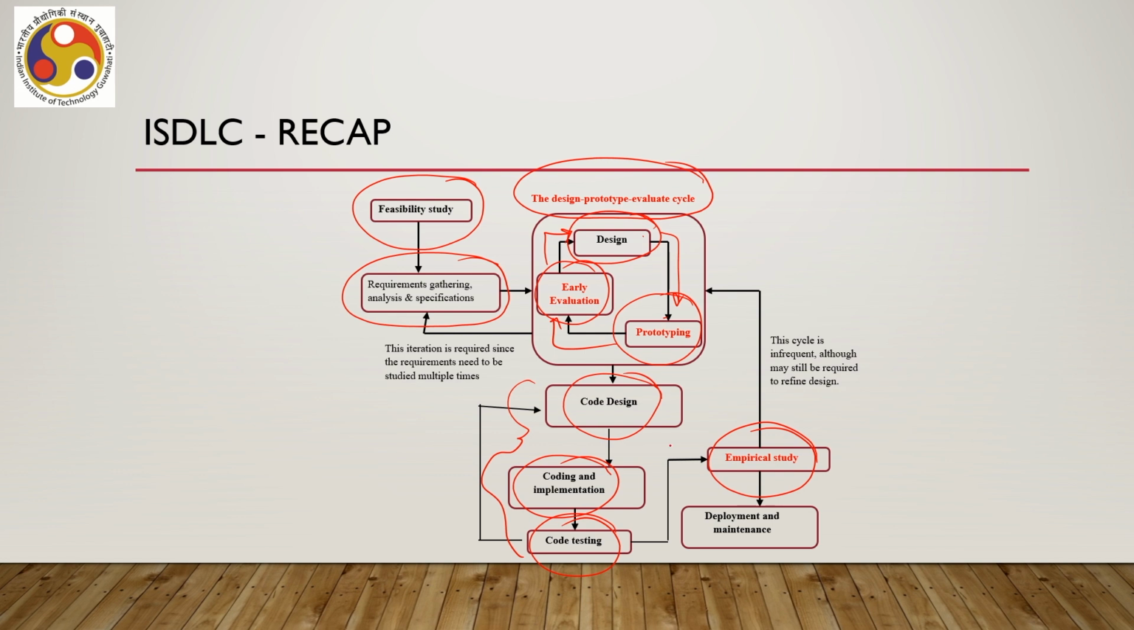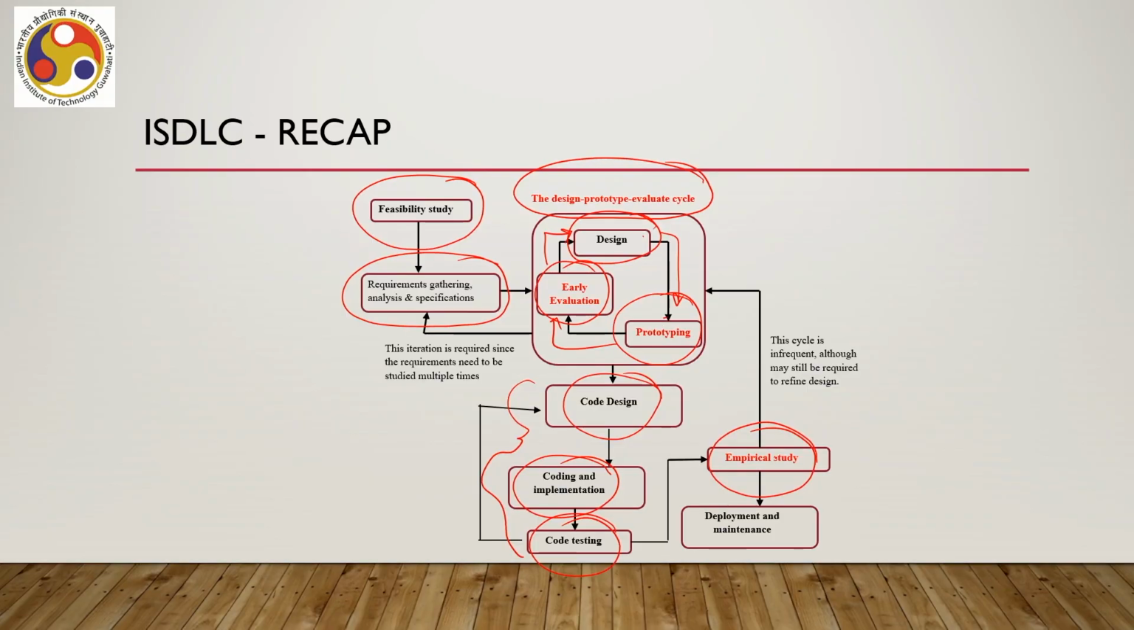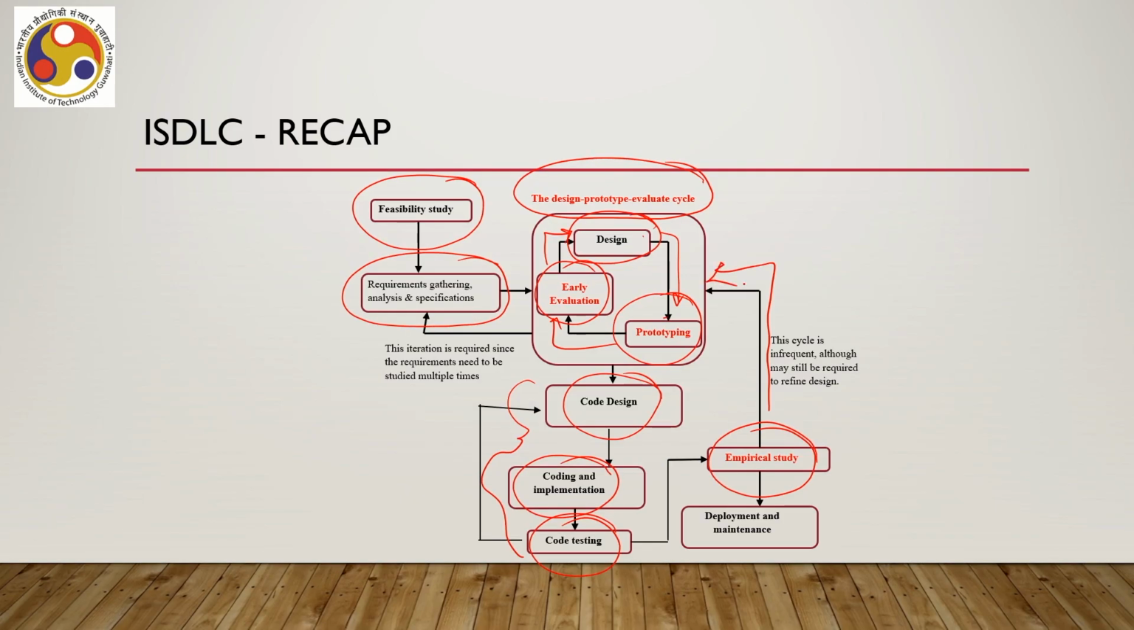Now, there may be other cycles also apart from design, prototype, evaluate cycles. Say for example, between code design, coding and code testing, there can be a cycle. So, code design followed by implementation followed by testing may result in some coding errors which may be rectified in the code design stage or implementation stage. So, this cycle is possible. Similarly, after evaluation study, after empirical study or usability study, we may find out usability problems. So, we may have to go back to the design prototype evaluate cycle stage or interface design stage within this cycle.